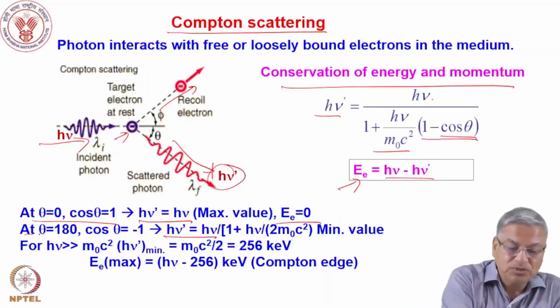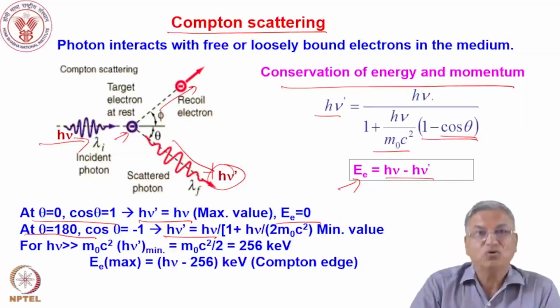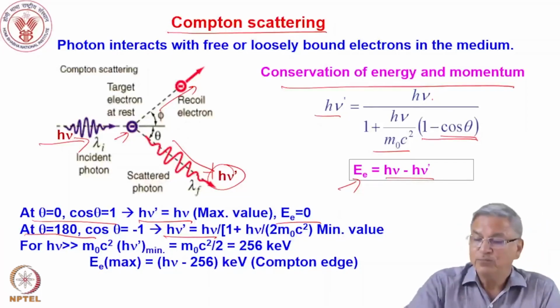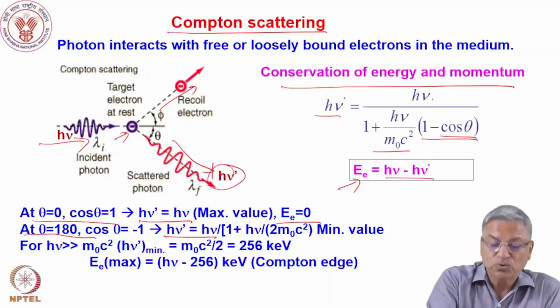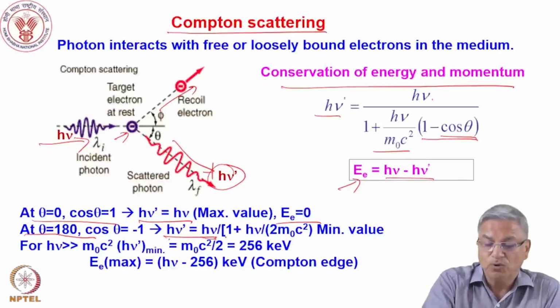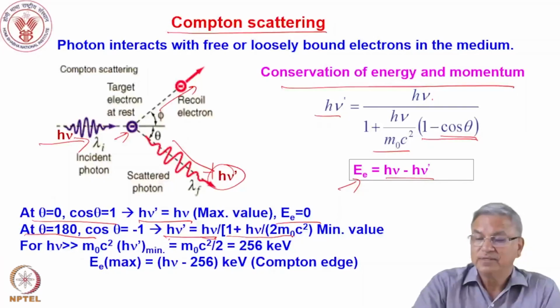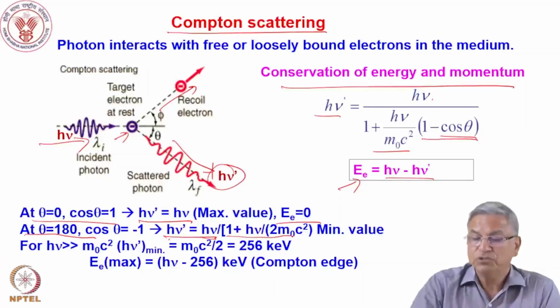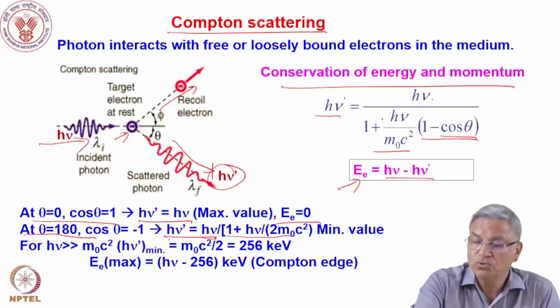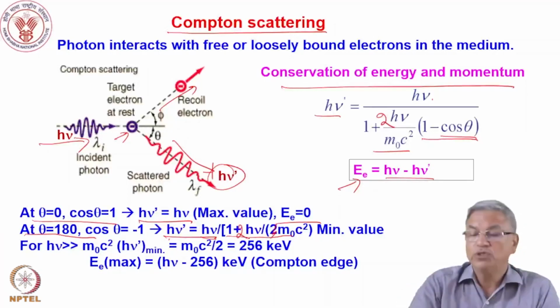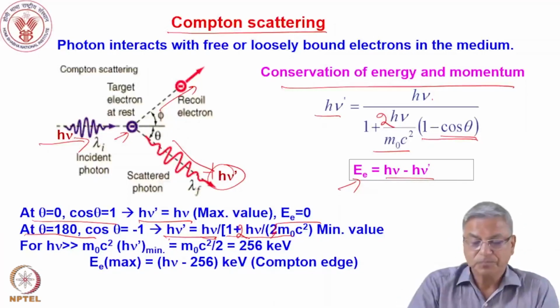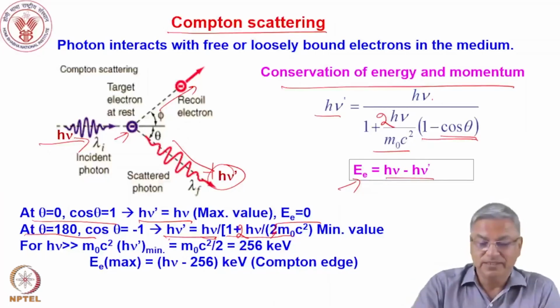But when the photon is scattered at 180 degrees, cos theta is equal to minus 1, and 1 minus minus 1 becomes 2. So h nu dash is h nu upon 1 plus 2 h nu upon m0 c square. So at 180 degrees, this is the minimum value of the scattered photon energy.